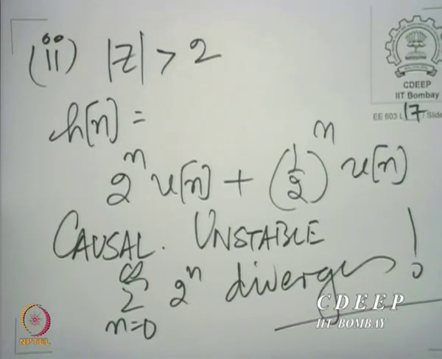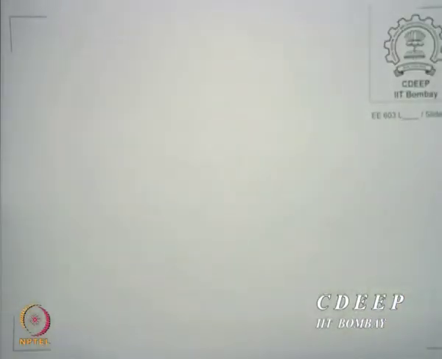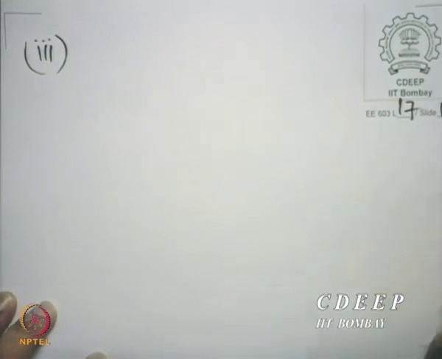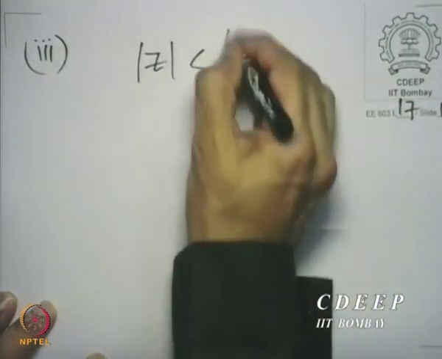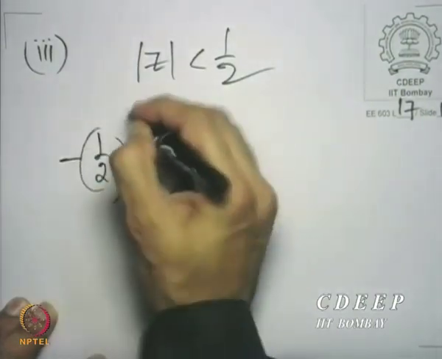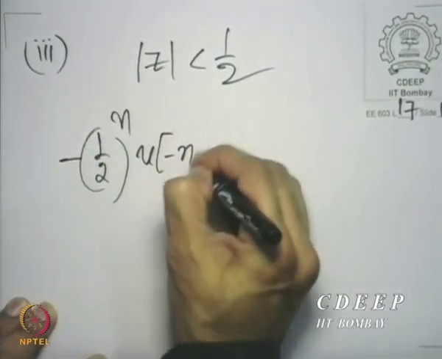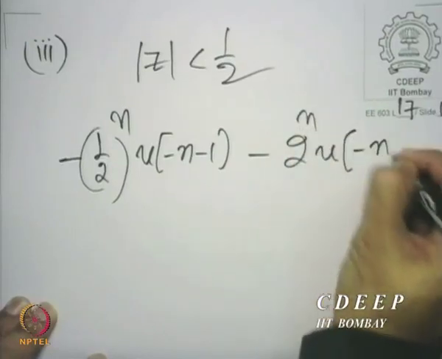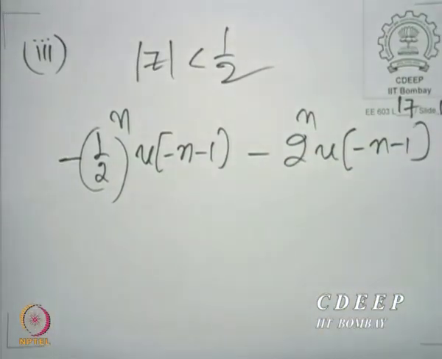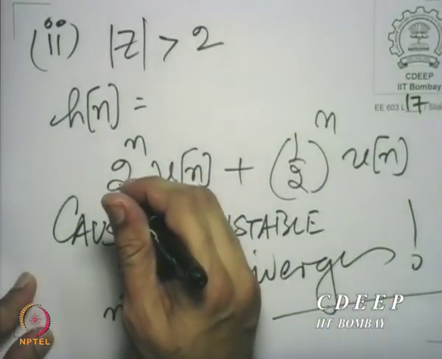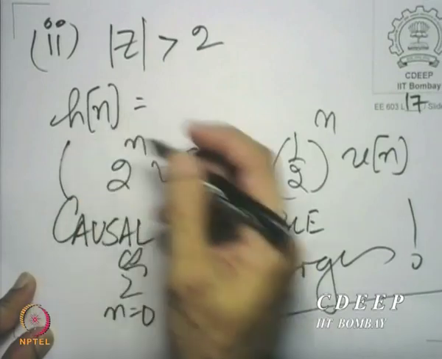Now, we take the third region of convergence, mod z less than half, whereupon we have minus half raised to the power of n u[-n-1] minus 2 raised to the power of n u[-n-1]. Of course, by the way, a little correction here, I should put the factors along with it. Yes, 4 by 3 and yes.